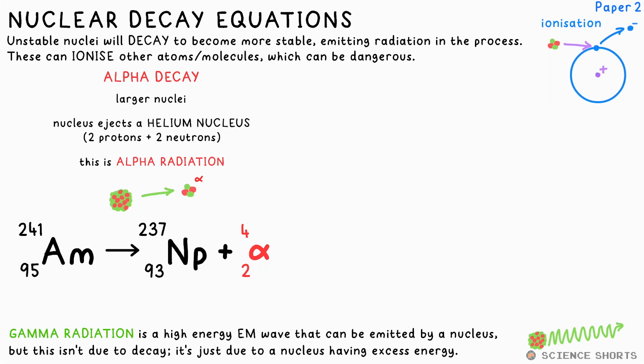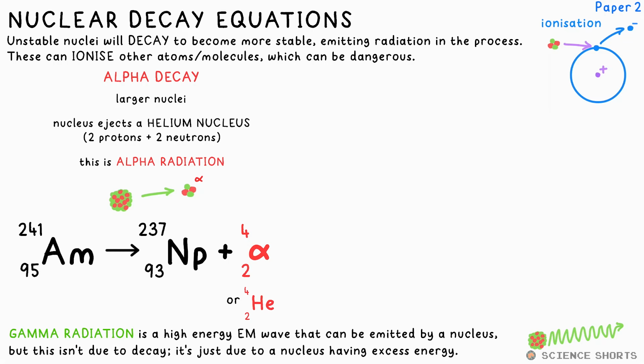You'll never have to remember these elements, you just need to worry about the numbers. It's just maths. 95 goes to 93 plus 2, and the mass is similar. 241 goes to 237 plus 4. There is actually a nucleus that has the numbers 2 and 4. It's a helium nucleus. That's what an alpha particle is.